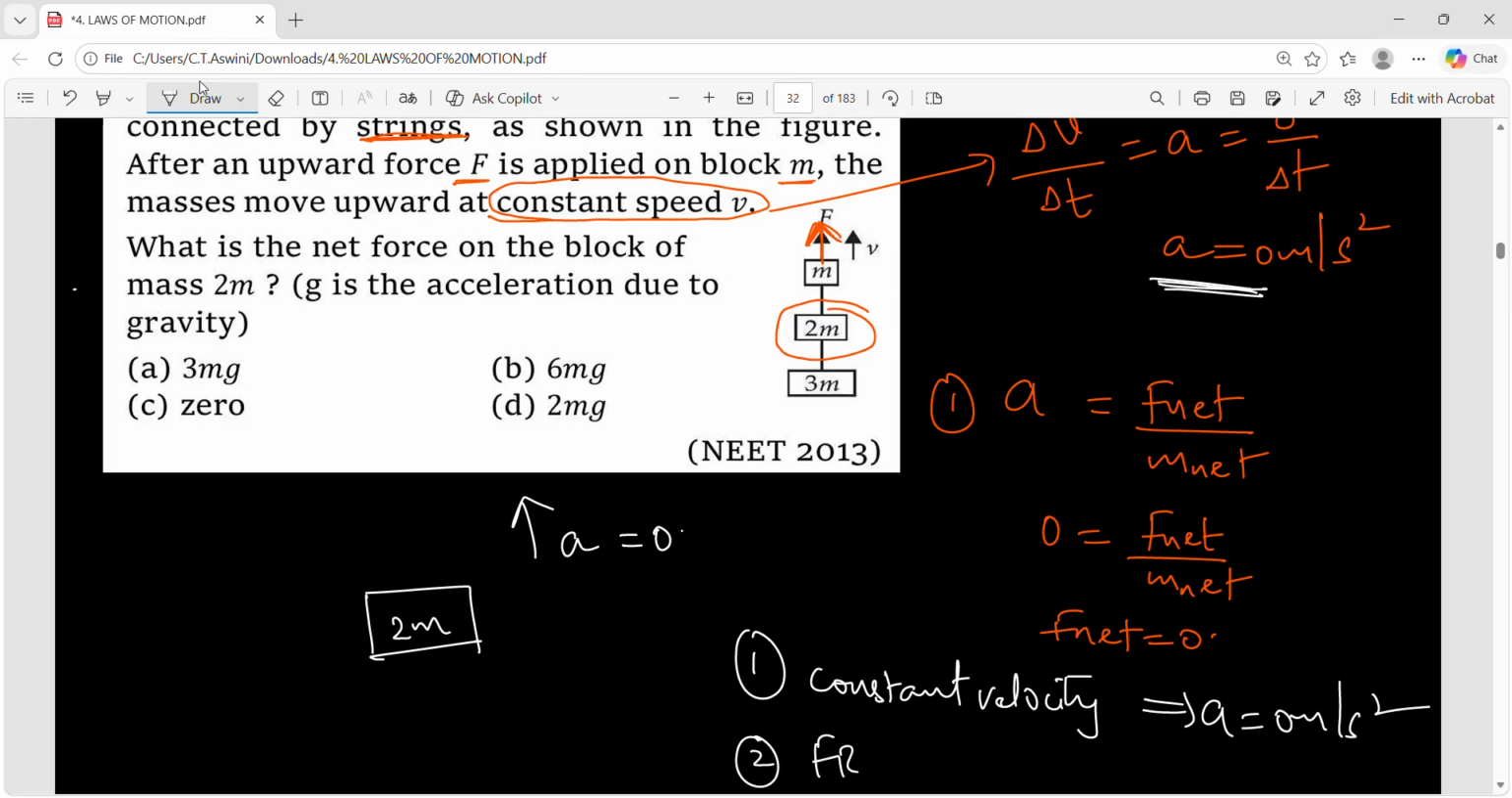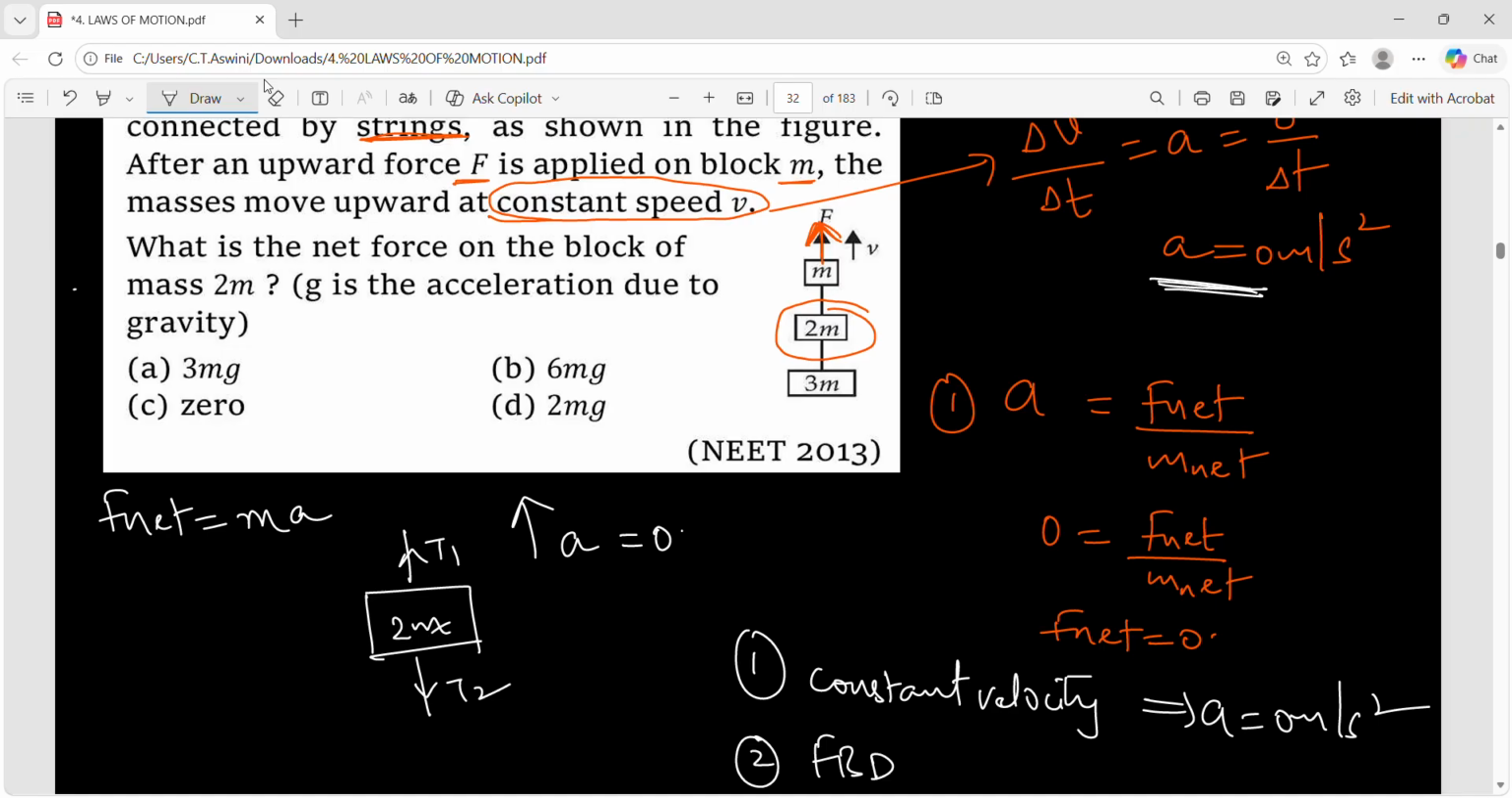So that means acceleration is 0. This is the first step. And second step, you will be doing the free body diagram, right? Do that here for the block 2m. Away from the block, tension, let it be T1. Away from the block, tension T2, let it be. Now what do we do? We apply F net is equal to m into a. And what is F net here? F net is 0, right? Why is it 0? Tell me. They're asking the net force.